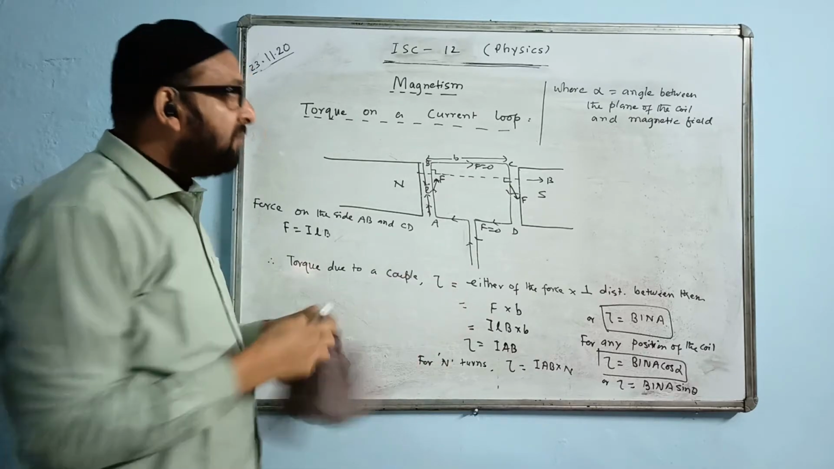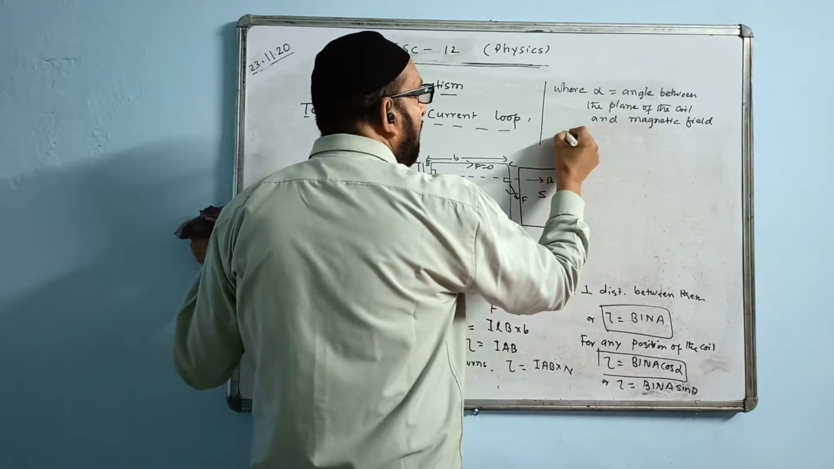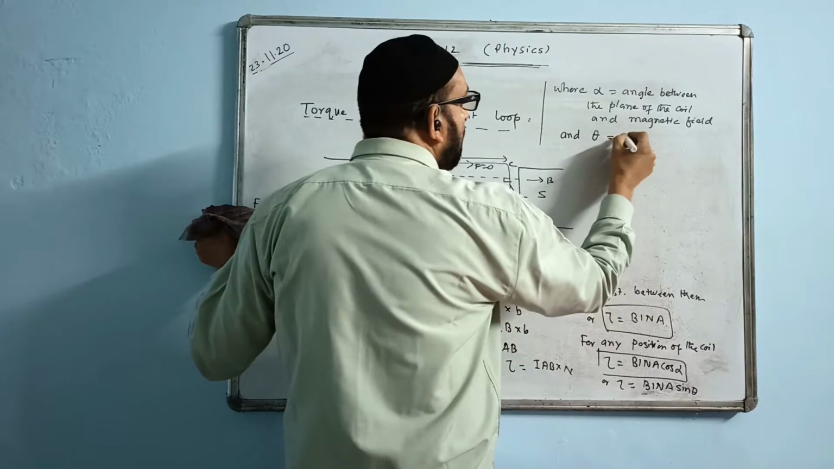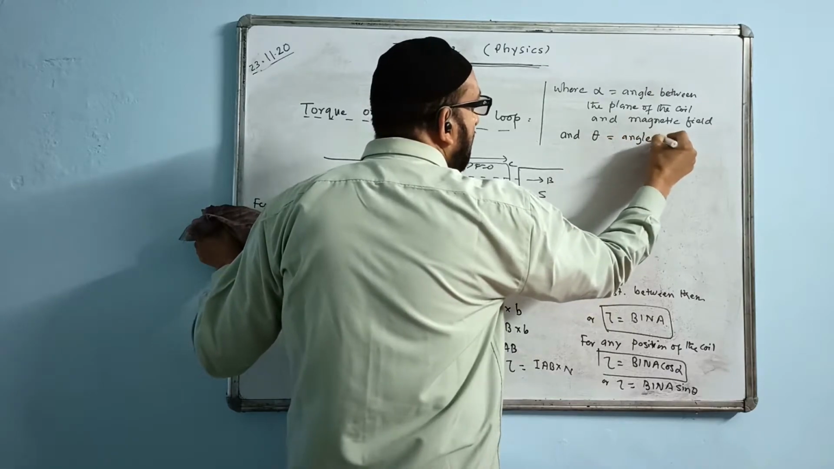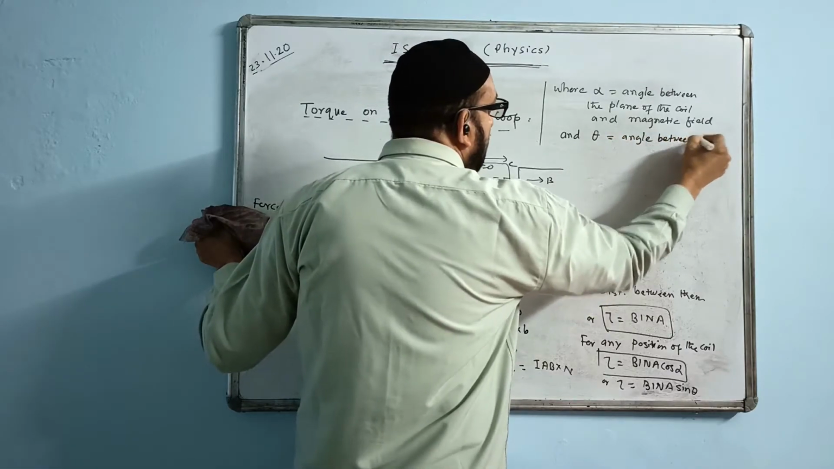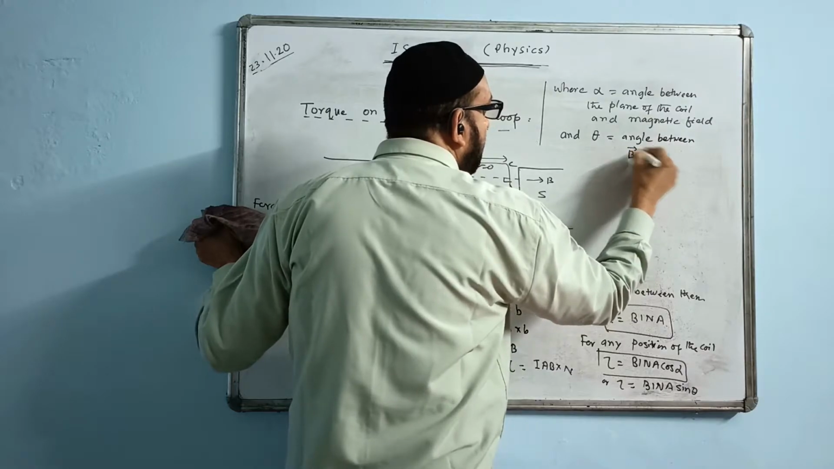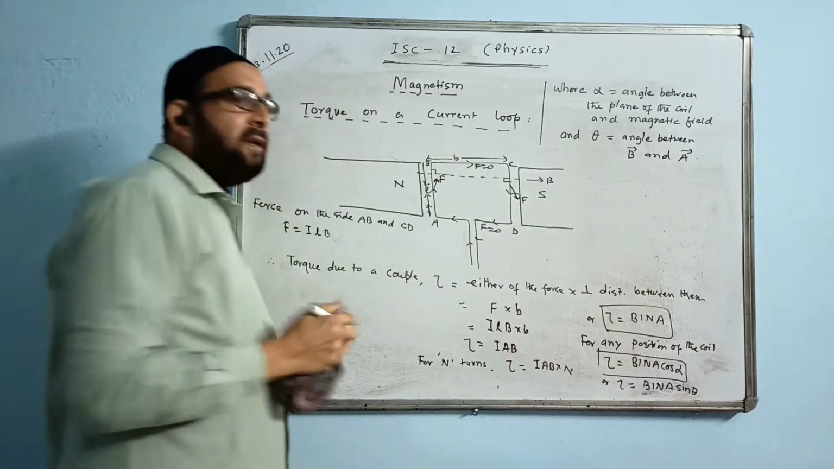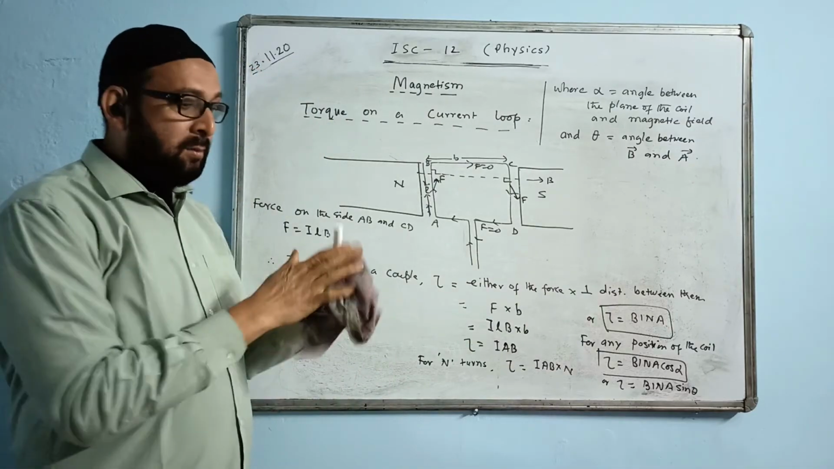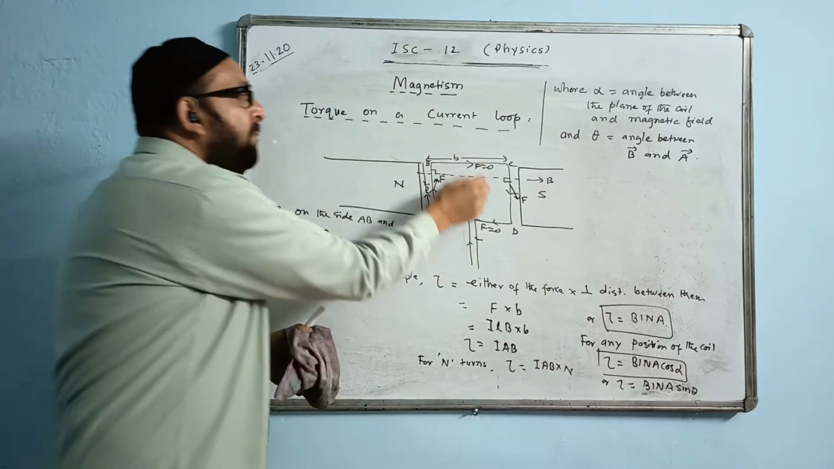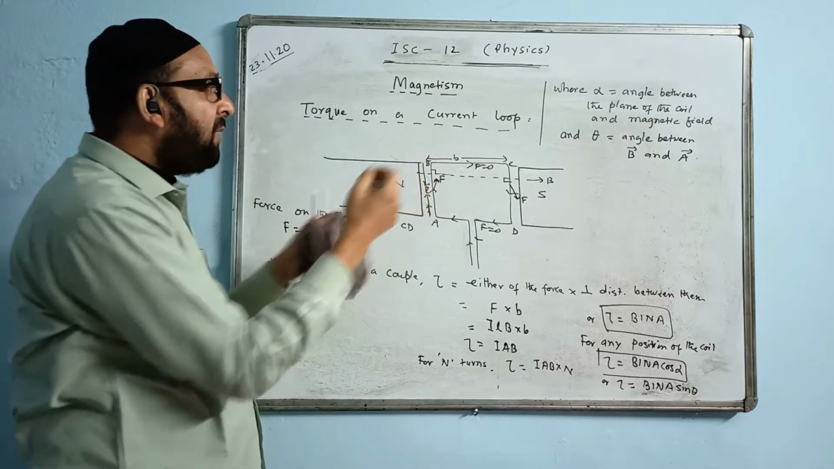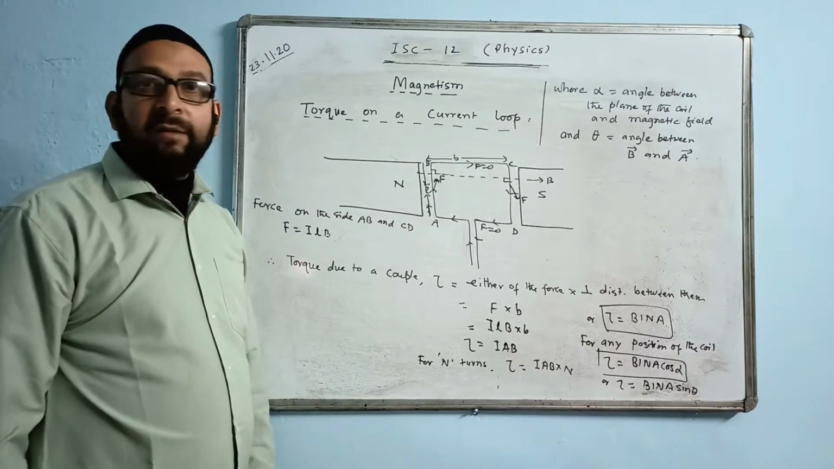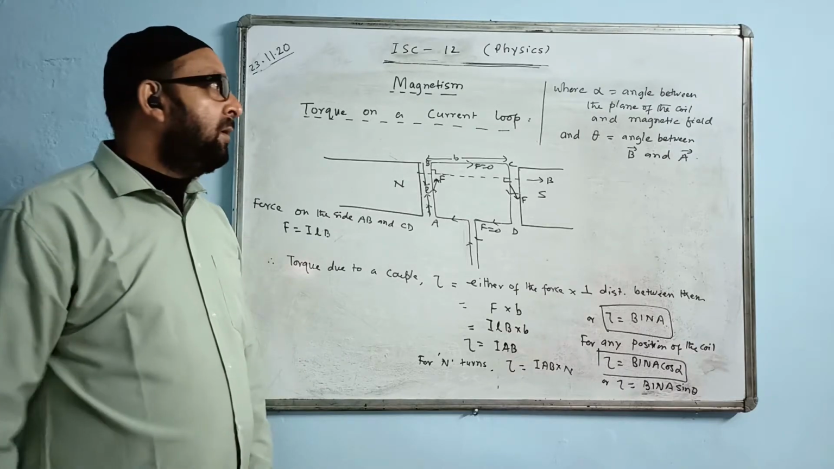And then you are writing in terms of theta. If you write the answer in terms of theta here, theta is equal to the angle between the B vector and the area vector. You know the meaning of area vector? Area vector is normal, perpendicular to the surface, and whatever angle the magnetic field makes with it, that angle is called theta. B vector and area vector.